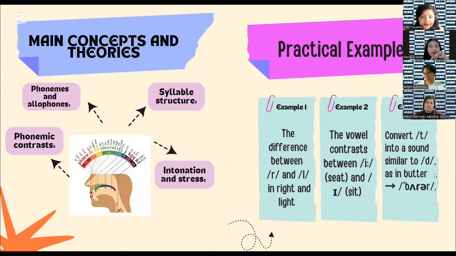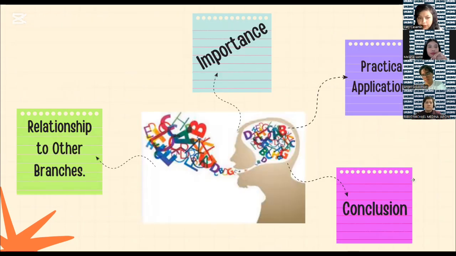Practical examples. Example 1. The difference between r and l in right and light changes meaning. Example 2. Vowel contrasts like sit versus seat are fundamental. Example 3. Phonological processes such as flapping in American English transform t into d, like the sound of butter. Explains how sounds convey meaning.